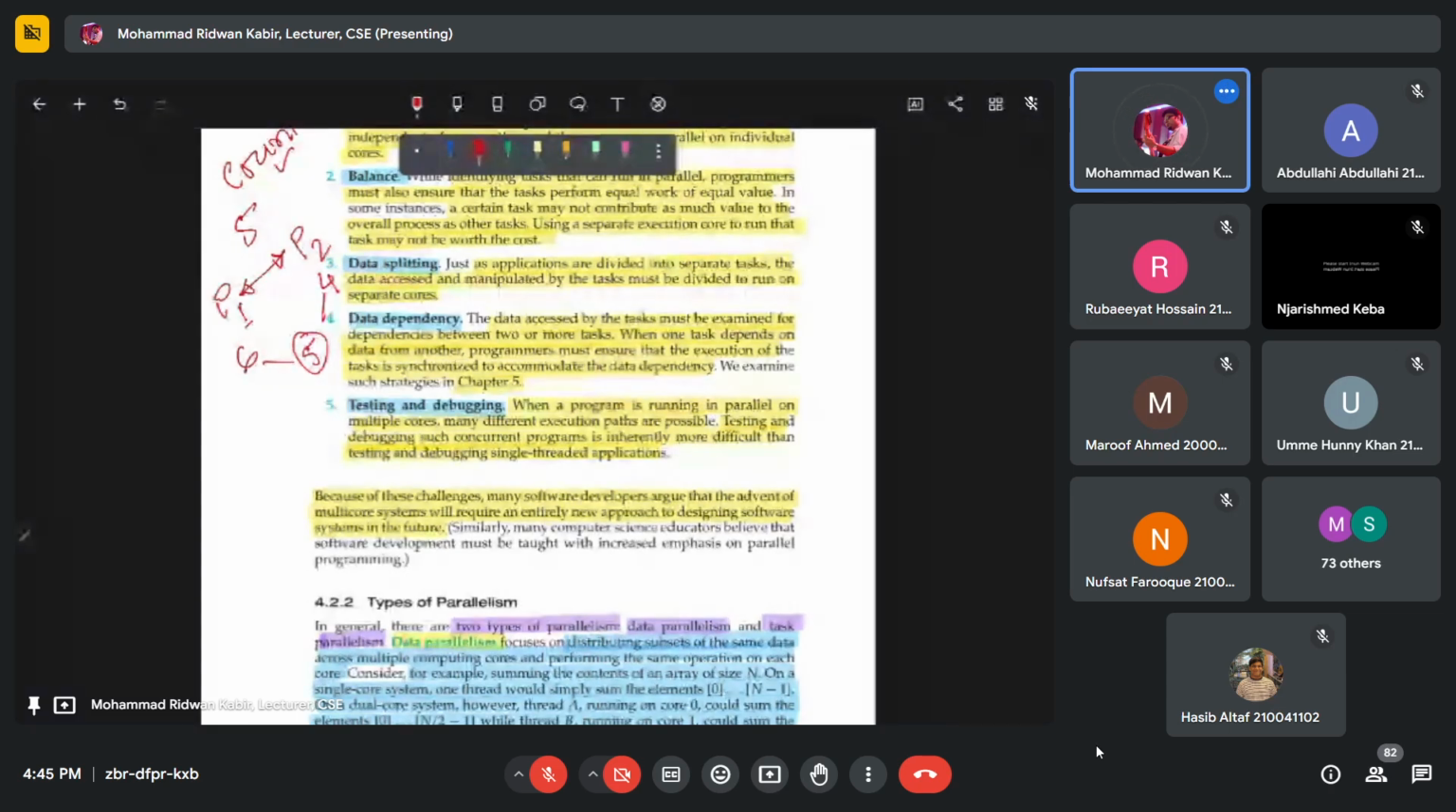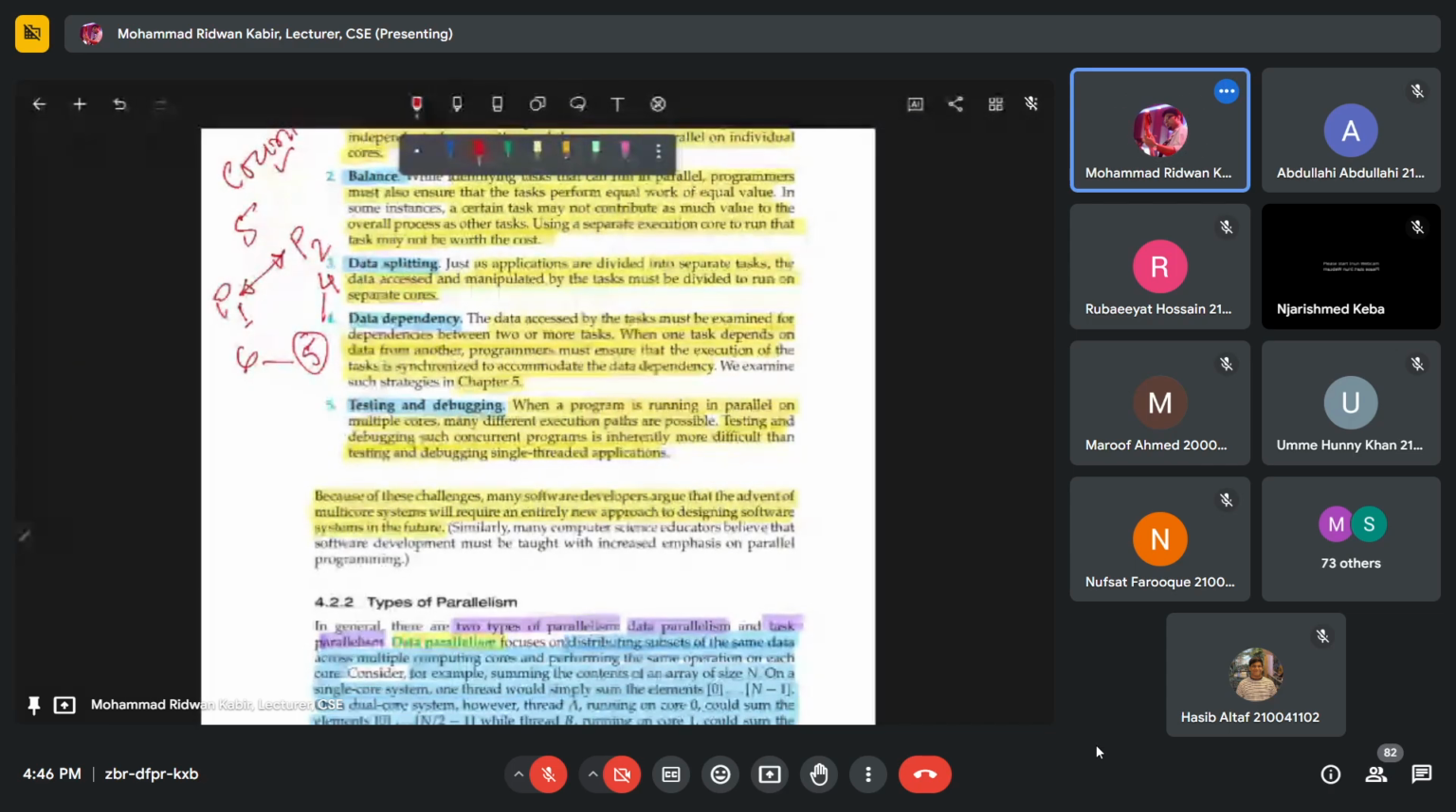And finally, we have testing and debugging. If you have a single threaded program, you could test and debug errors as easily as you can. But if you have a multi-threaded architecture, you might feel lost as to where this particular error is being created. Okay, and that is why you need to keep track of these errors and debug them appropriately when you are dealing with multi-threaded architectures.